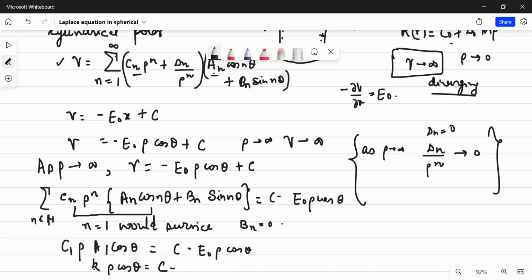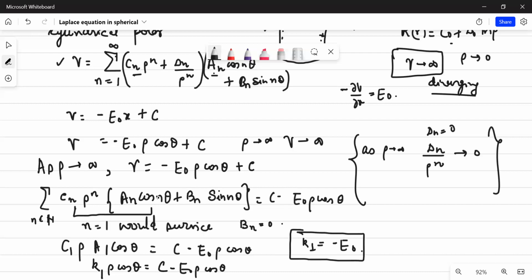So I can write that K, which represents your A1 into C1, is simply minus E naught. I will write it as K1 so that you don't get confused. So K1 is minus E naught. Is that clear? And there is no such constant term here, so forget about this. So C must be 0. There will be no such constant term, because you see that there is no such constant term here.